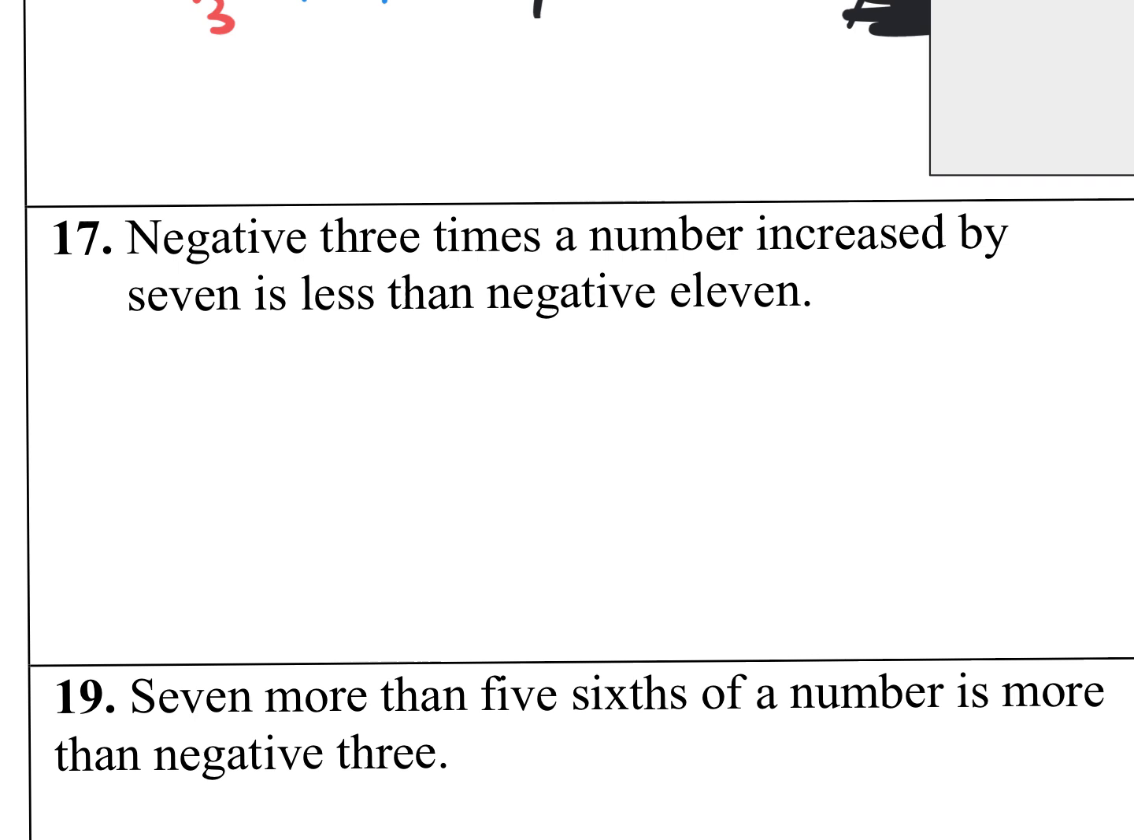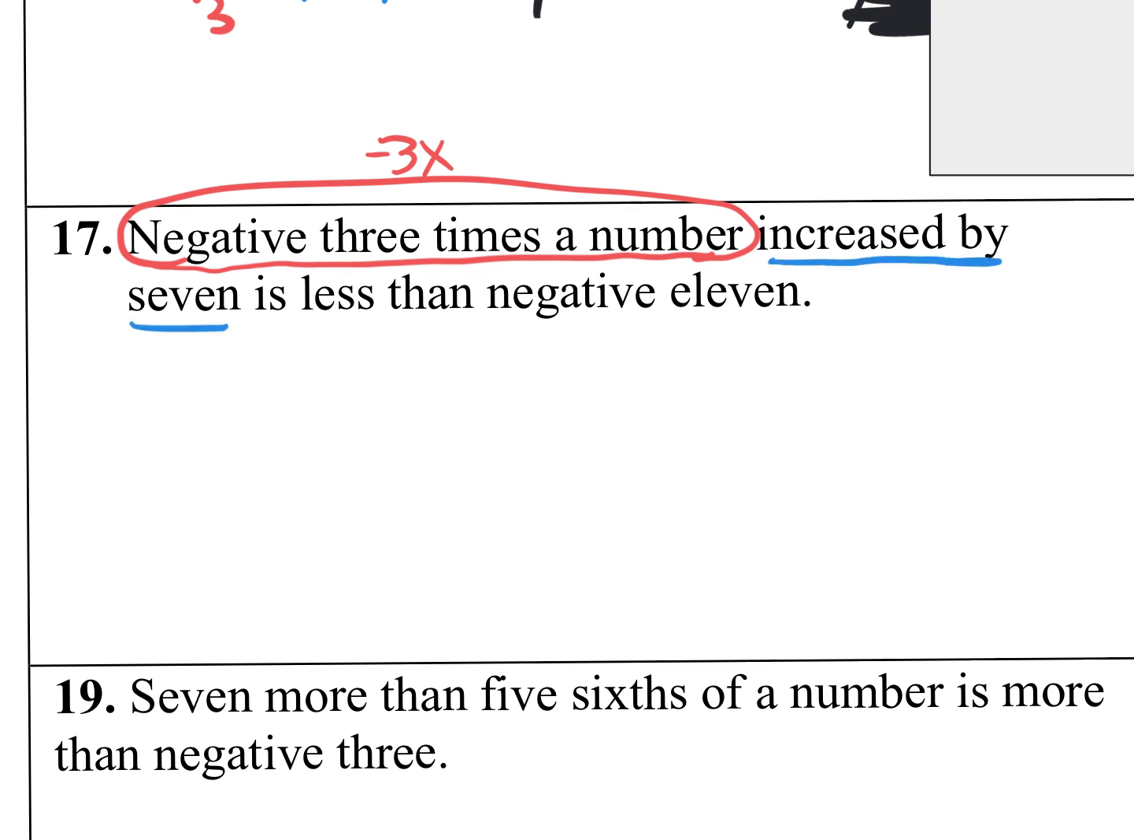Number 17, negative 3 times a number is increased by 7 is less than negative 11. Dang, that's a mouthful. Okay, let's begin by writing down what we read. Negative 3 times a number, okay? So what is negative 3 times a number? That's simply negative 3 times x. So negative 3x is that term that they're talking about right here. Increased by, okay? So what does that mean? If I say your age increased by 1, you just say your age plus 1. So in this case, increased by 7, that's simply going to be a plus 7, okay?